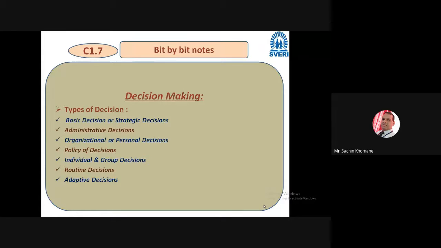First type of decision is basic decision or strategic decision. Second is administrative decision. Next one is organizational or personal decision. Then policy decisions. Then individual and group decision, routine decision, and adaptive decision. So there are almost 7 types of decisions. Let us discuss one by one what they mean.